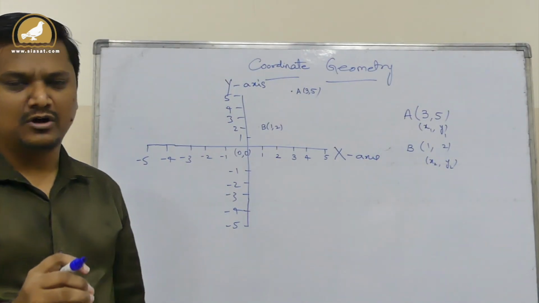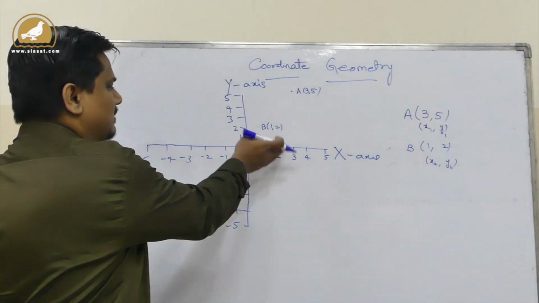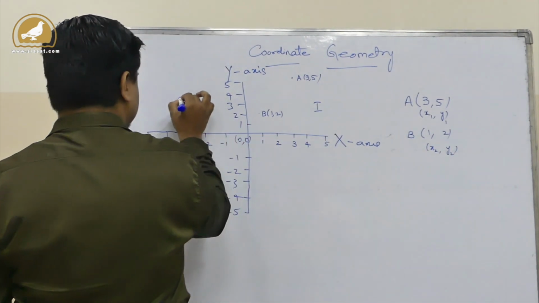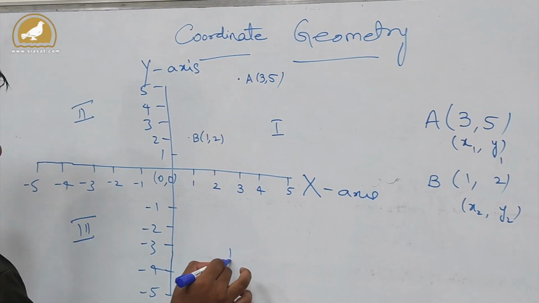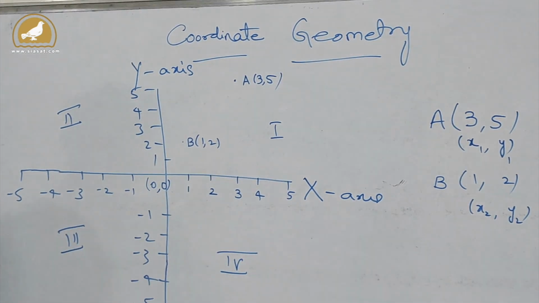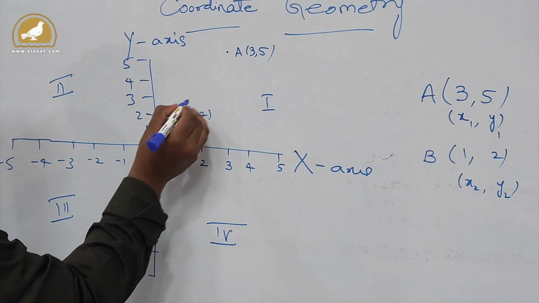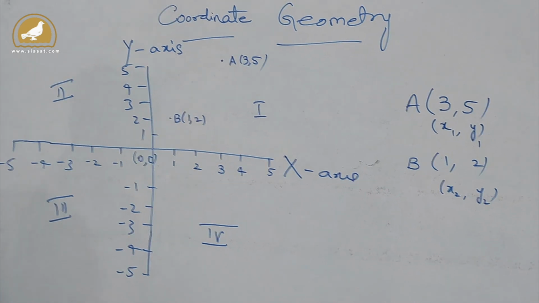Based on whether it is a positive value or a negative value, we will decide in which quadrant we can place this point. This quadrant is called quadrant 1, this quadrant is 2, this is 3, this is 4. You have 4 quadrants. So we understood how to plot a point on the axis, or in 2 dimensions.